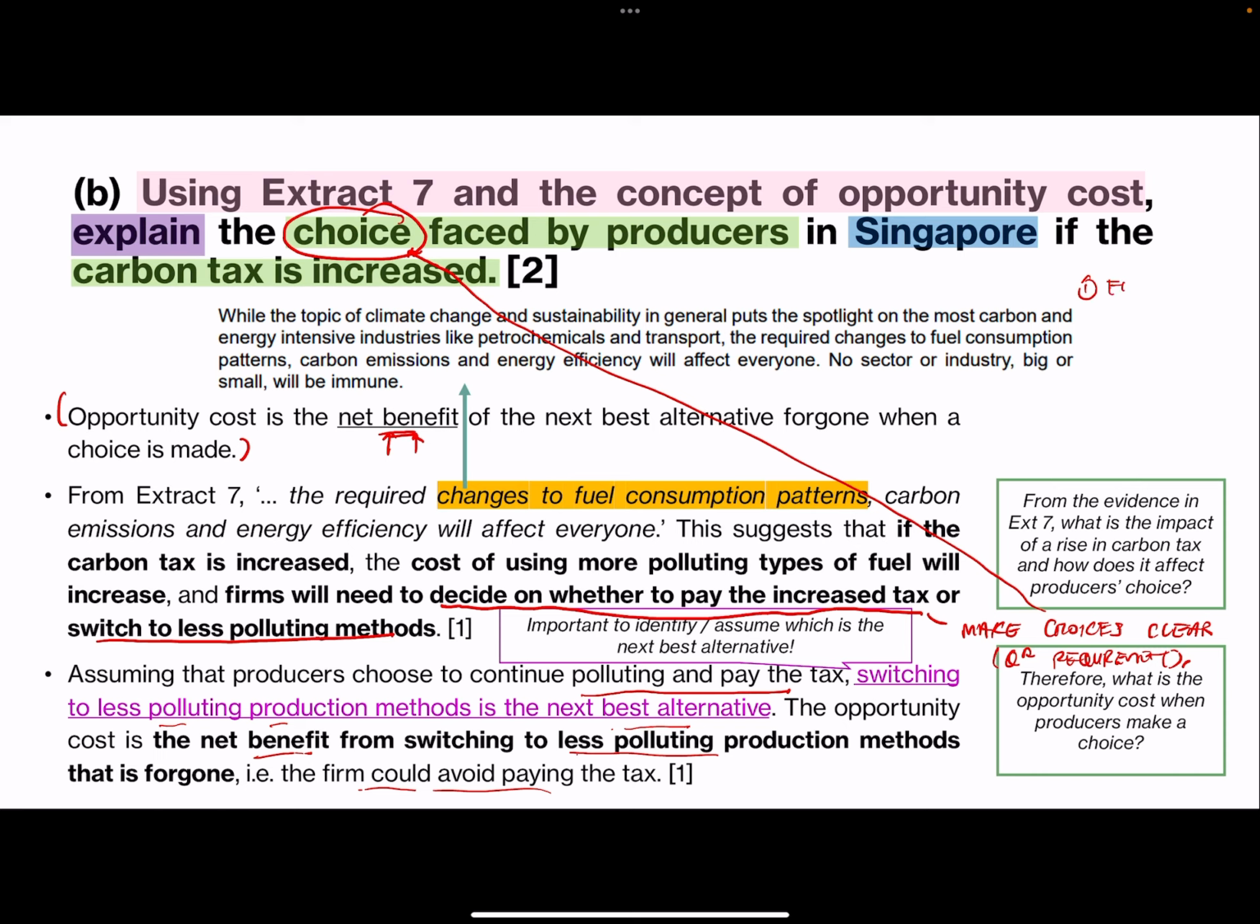Find clues in the question. We tried to find the extract, but it wasn't very helpful. So I'm trying to find clues in the question is one, and number two, apply first principles. If this is the definition of opportunity cost, apply the definition to the particular context, you'll be fine. Okay, that's for part B.